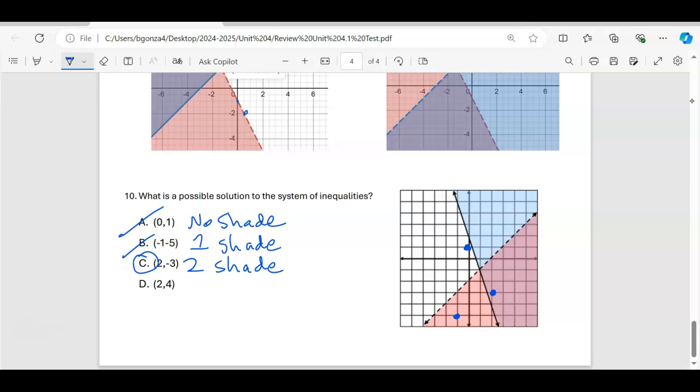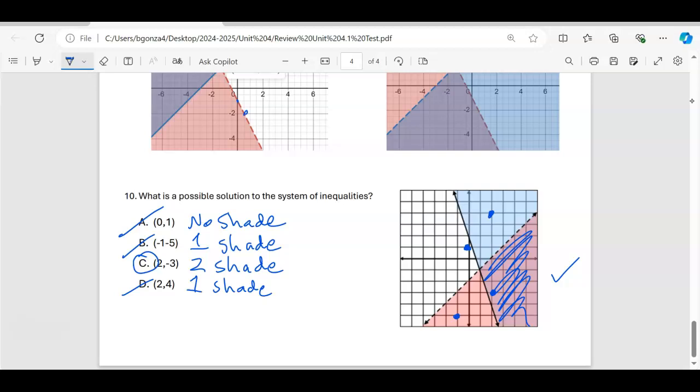Let's look at (2, 4). 2, 1, 2, 3, 4. That is in one shaded area. So again, one shaded area, it has to be in a two shaded area. So again, over here.